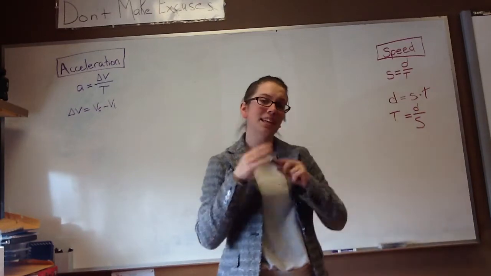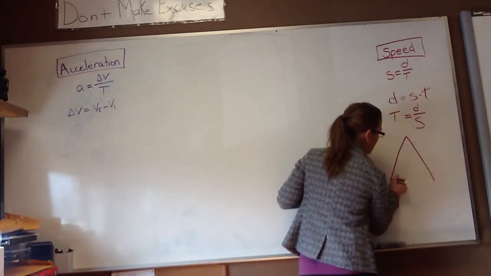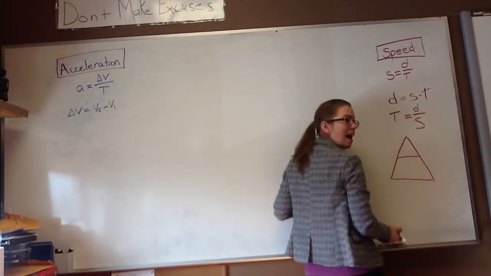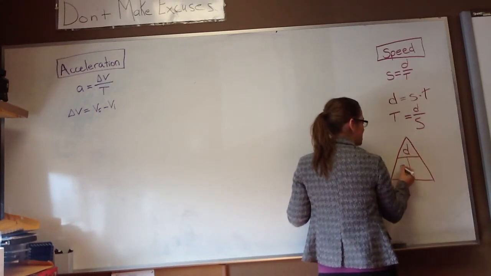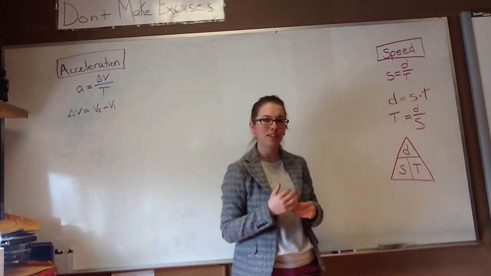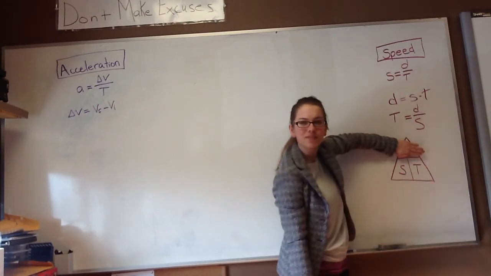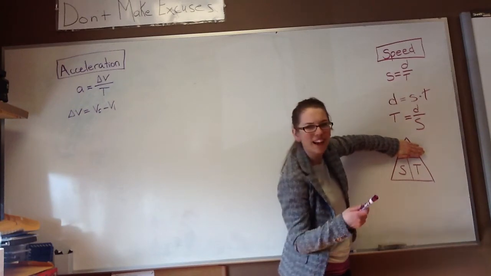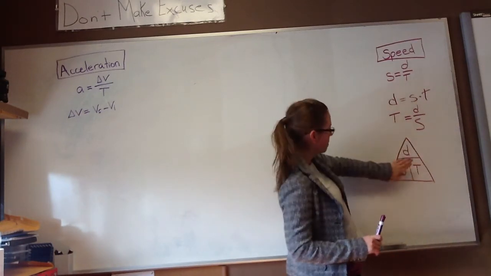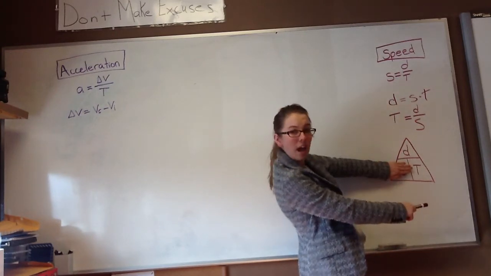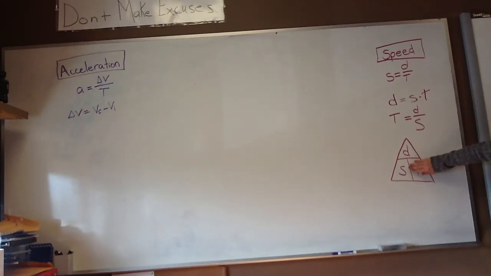Now, for some of you, it might be easier to remember this way. If you draw a triangle and cut it in half, and then cut the bottom half in half, write distance at the top and speed and time at the bottom. If you're supposed to find a distance, you simply multiply speed times time. If you're given a distance and also a time, you simply divide that distance by the time to find the speed. If you're given a distance and a speed, you simply divide distance by speed to find the time.